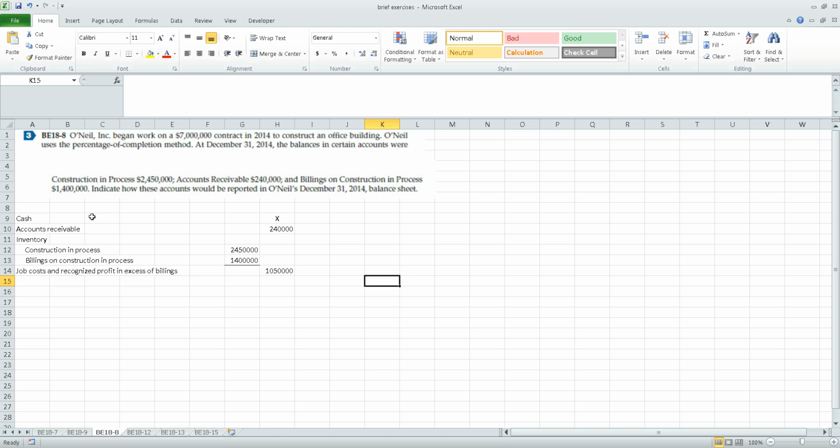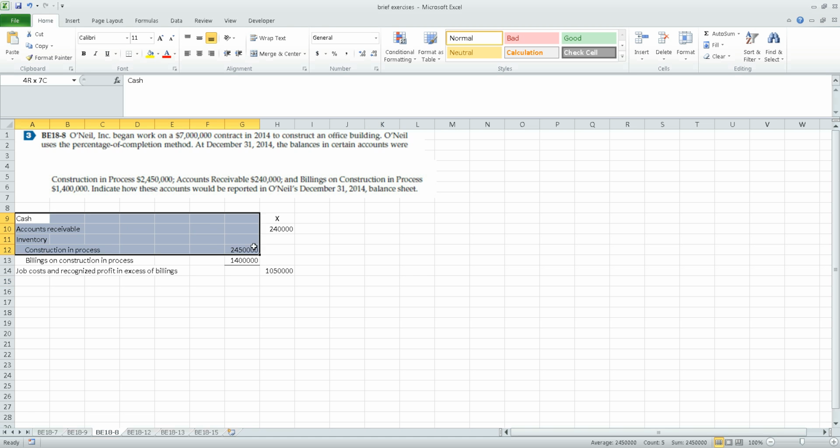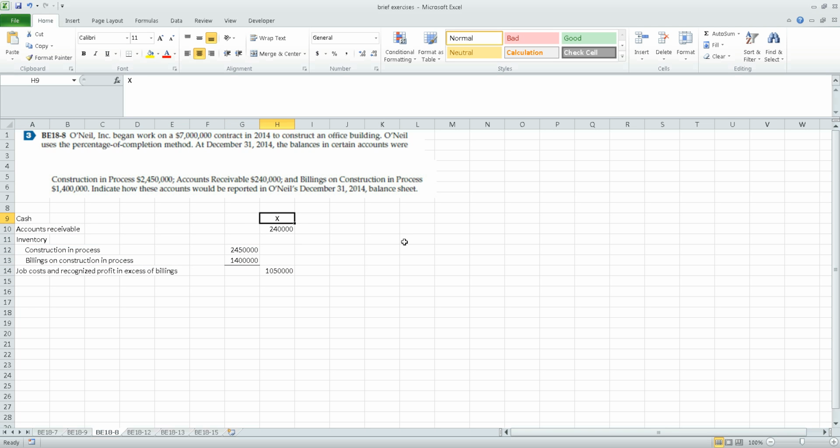So, I've got an excerpt of a hypothetical balance sheet for the company. Hypothetical in the sense that I stuck cash in there just for a placeholder so that the current asset section of the balance sheet looks familiar to you. Accounts receivable, we're told that the balance in accounts receivable is $240,000, so we have a line on the balance sheet that says accounts receivable $240,000.